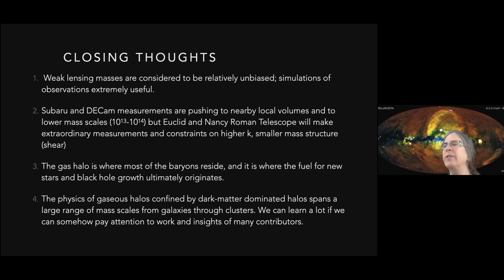And lastly, the physics of gaseous halos combined with a dark matter potential spans a huge range of mass scales from galaxies through clusters, and we can learn a lot if we can somehow pay attention across all these observations and all these simulations and all these different ways of measuring and studying these things. It's really hard because the volume of work is amazing. But I think we have to take the effort to pay attention to cross-disciplinary progress. So that's my closing slide.